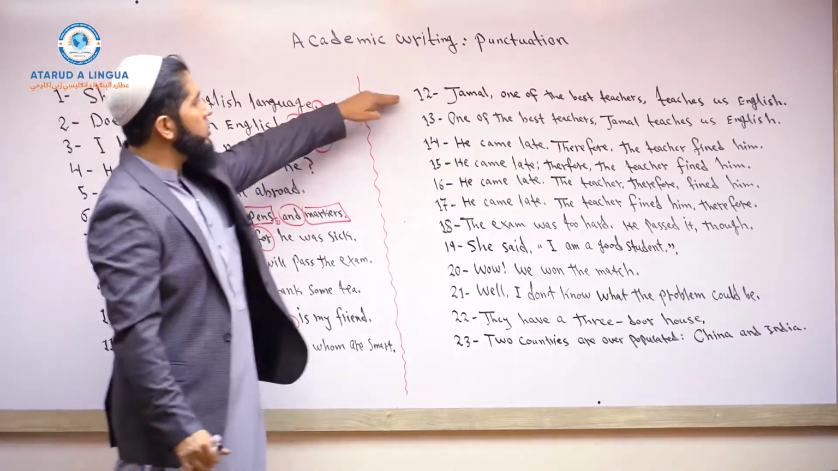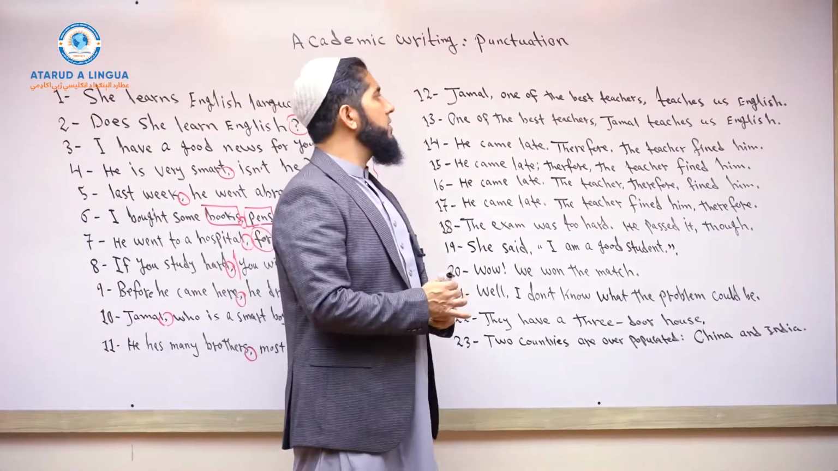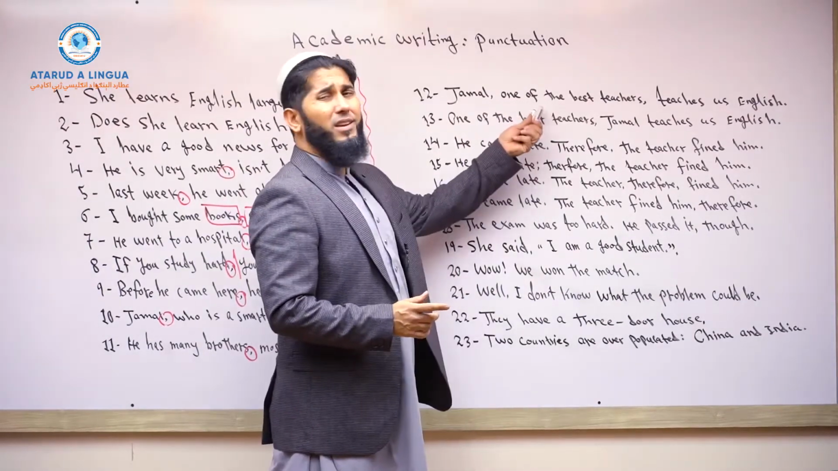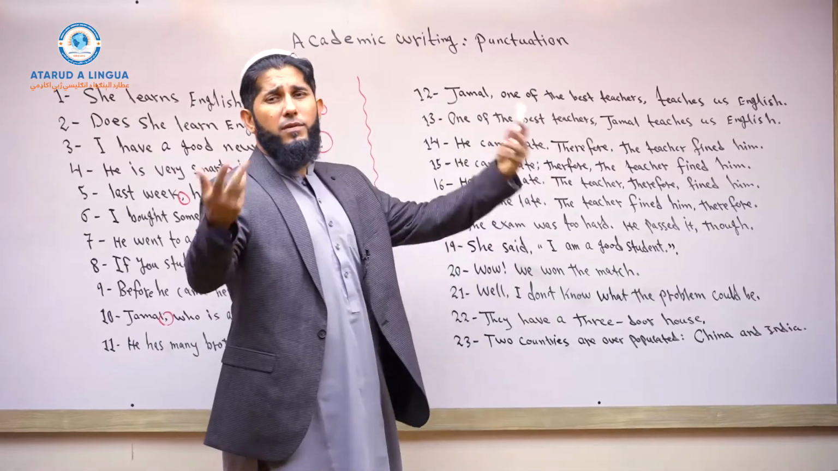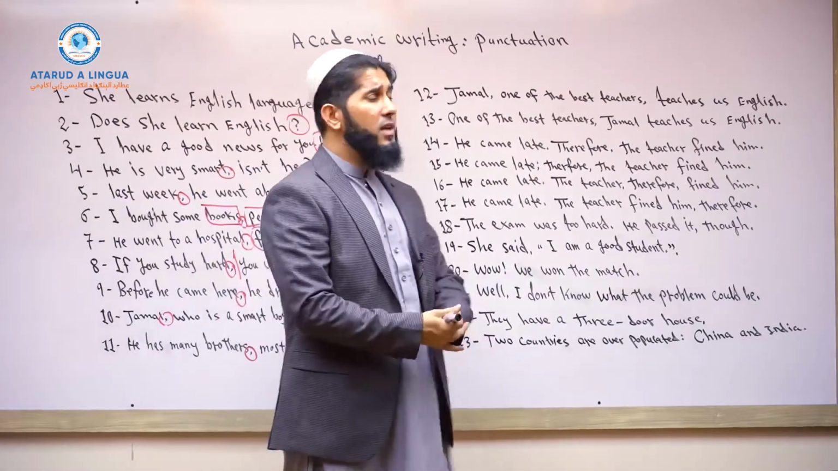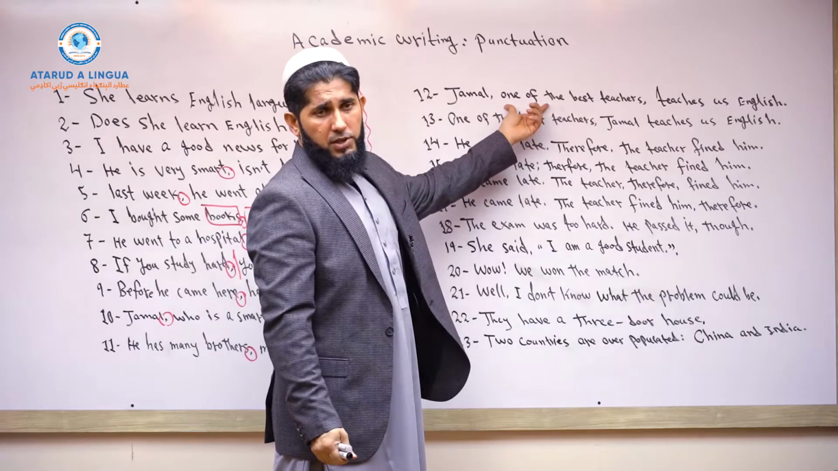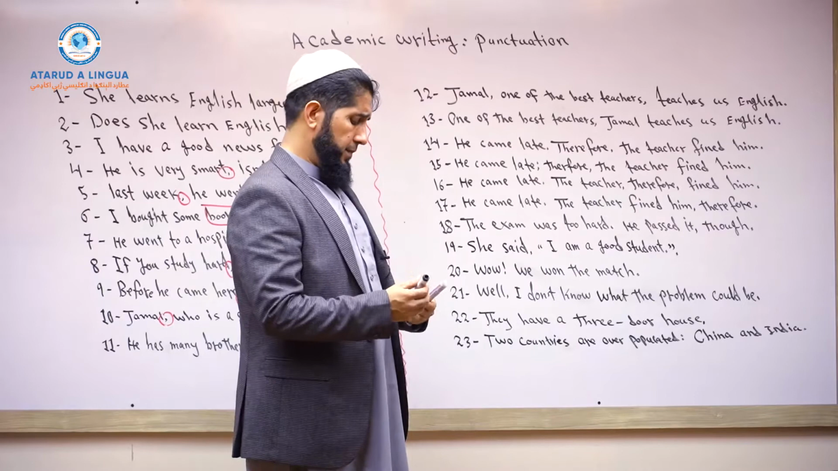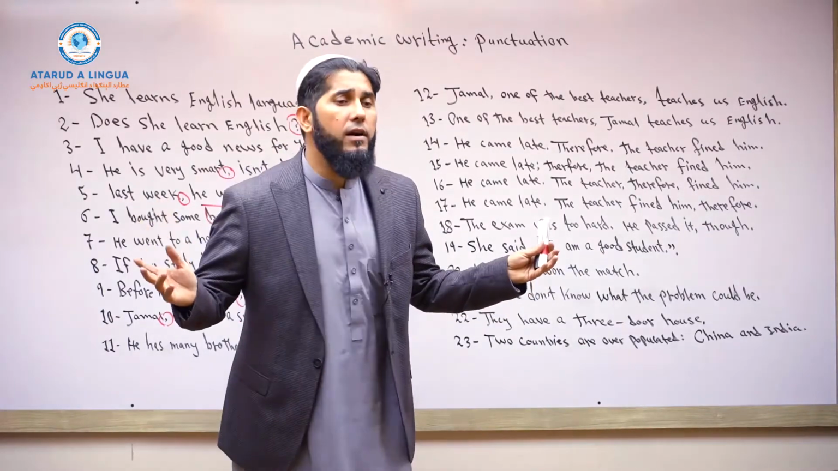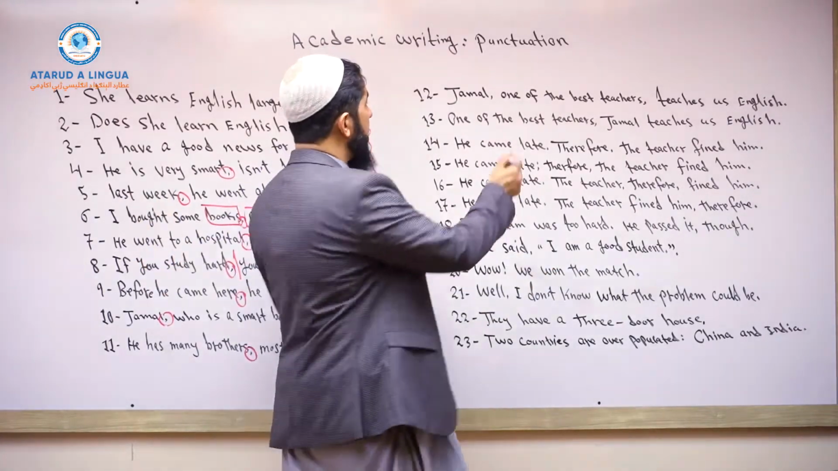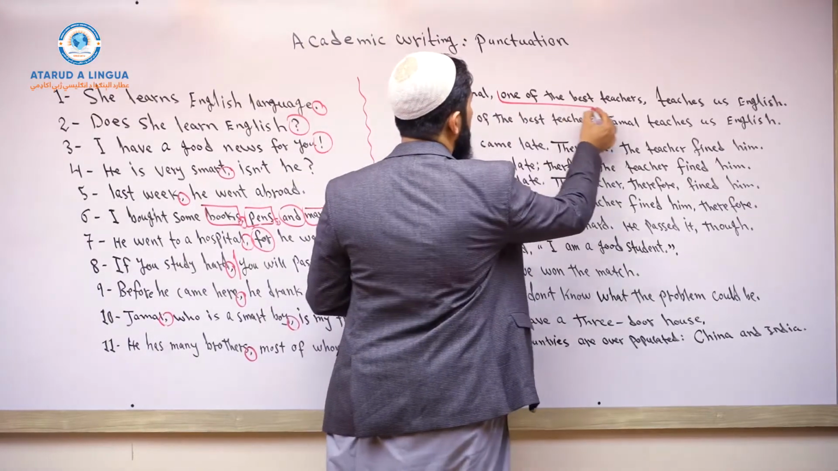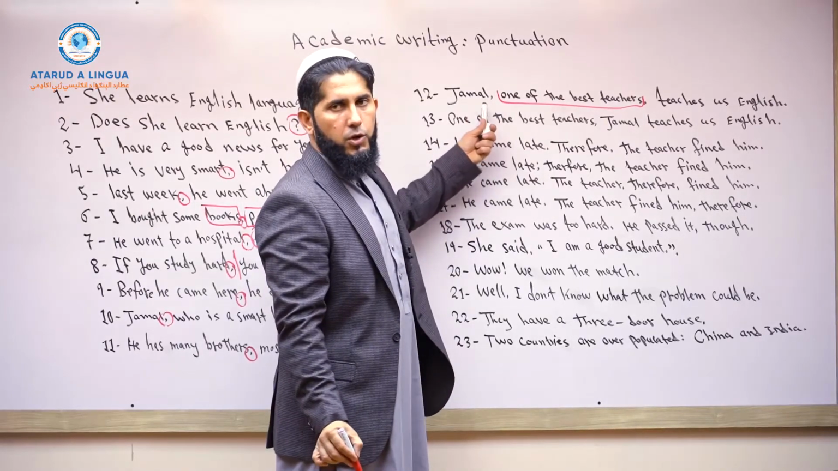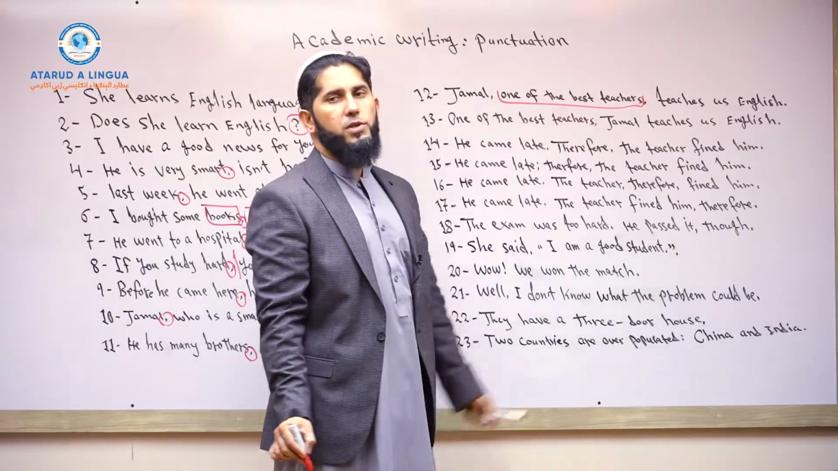Number 12. Jamal, one of the best teachers, teaches us English. So now, actually, if you have learned adjective clauses, it is the reduction of an adjective clause. But according to grammar, it is also called an appositive. The information over here between two commas is extra information about this person, Jamal. According to grammar, you may call this information an appositive.